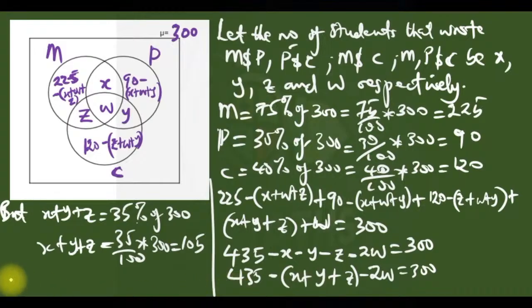So we'll plug in. So we have 435 minus 105 minus 2W must give us 300. So this goes over to that side to be 2W. While this comes over, 435 minus 105 is 330. 330 minus 300 is 30. So W is 15. So we have 15, the number of people that wrote all the subjects.